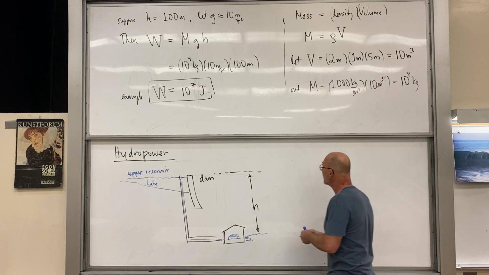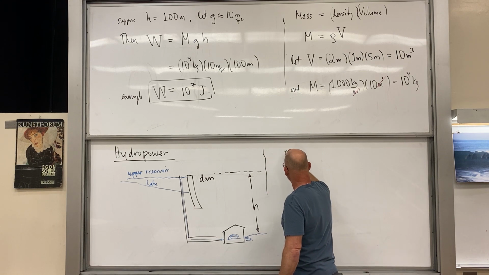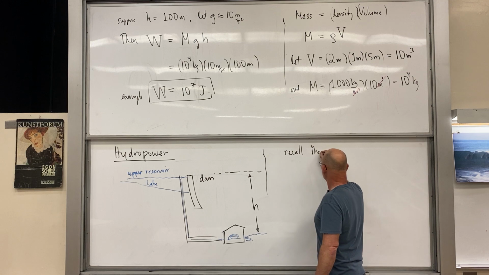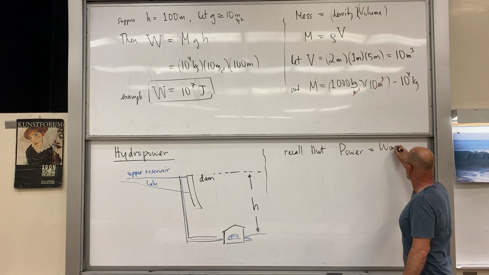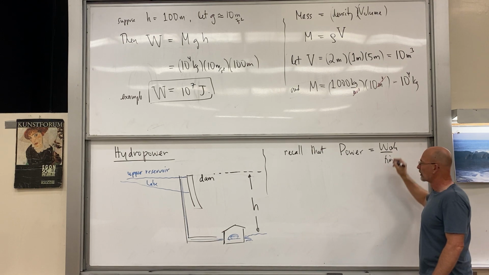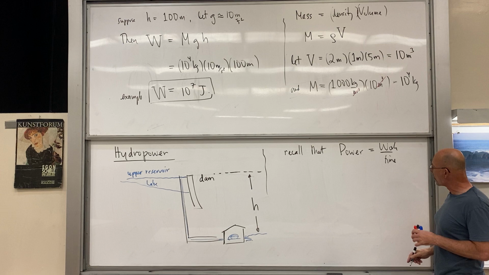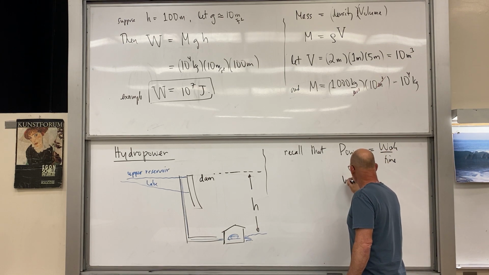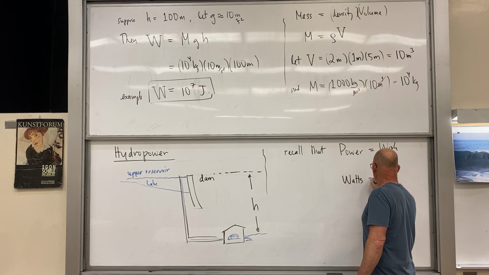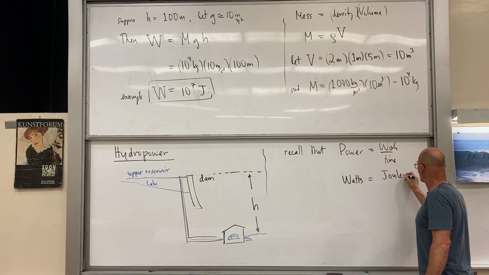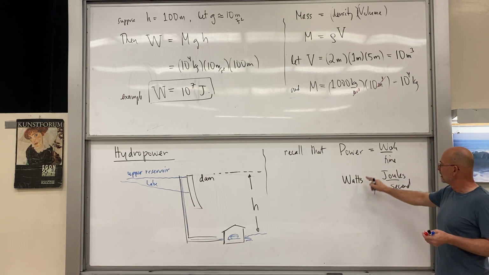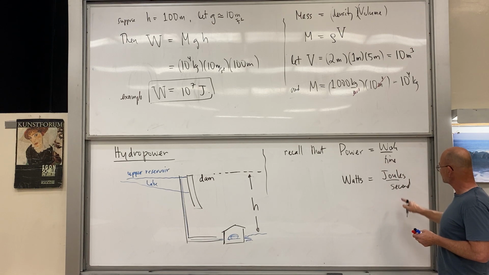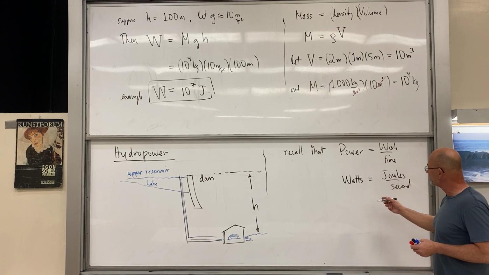Now we have to recall that power equals work over time. Power was energy over time, and the unit was the watt, right? So watts equals joules per second. We learned that already back with the grandfather clock, watts and the stair climb. Watts equals joules per second. So joules equals watts times seconds.